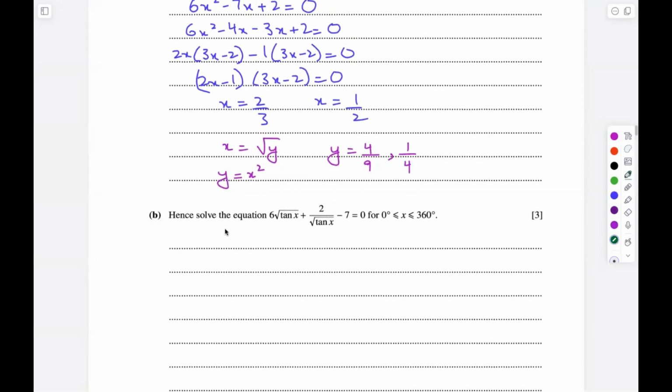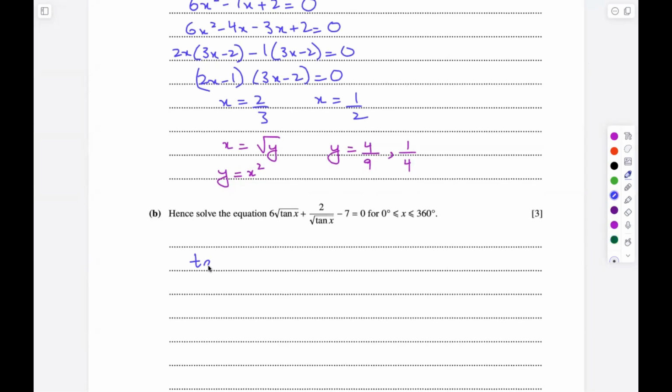In part B, it says, hence solve the equation 6 square root of 10x plus 2 upon square root of 10x minus 7 equals 0. Now, we have already solved the equation with y over here, and the values of y were 4 upon 9 and 1 upon 4. So we can say that 10x will be equal to 4 upon 9, and 10x will be equal to 1 upon 4.